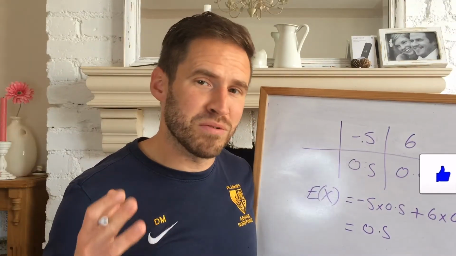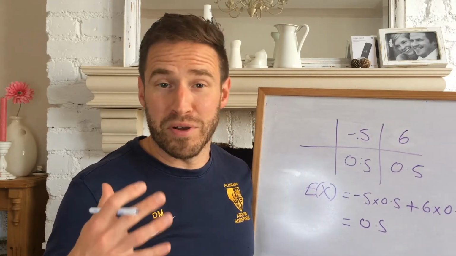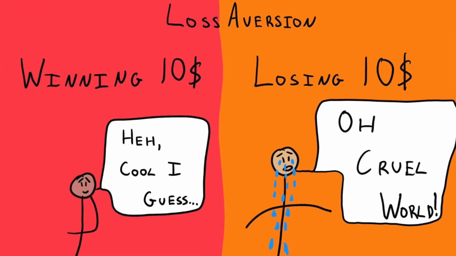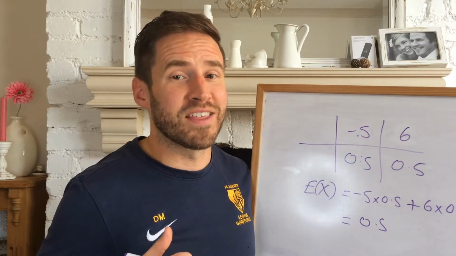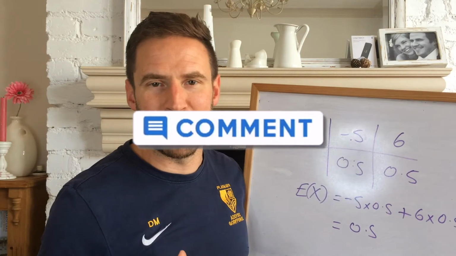The thing is, most people actually wouldn't play that game because they don't like the idea of the possibility of losing £5, even though they have an equal probability of actually winning £6, and mathematically, that would be the right thing to do. Let me know in the comments below how much this value would have to be for you to play the game. Logically, you should play a game with a positive expectation.